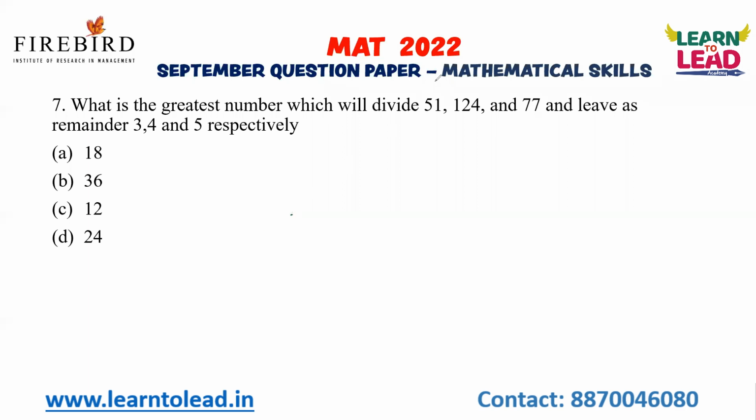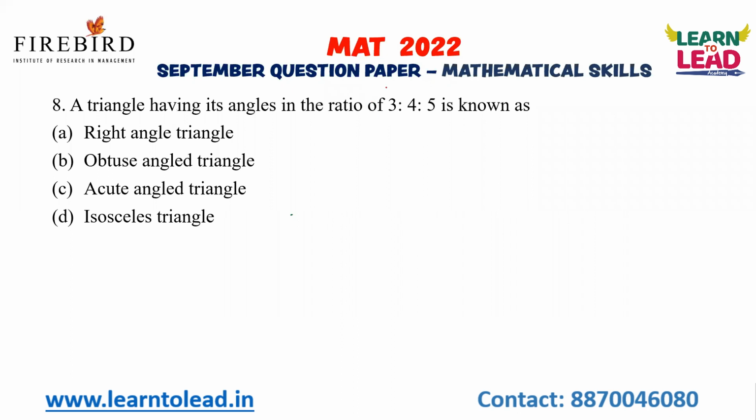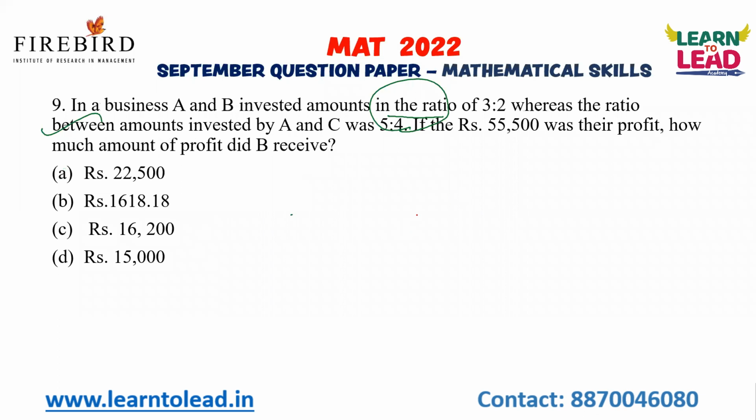Now we'll go to the next question. A triangle having its angles in the ratio of 3 is to 4 is to 5 is known as... See, 3 is to 4 is to 5, you should know it forms a Pythagorean triplet. Pythagoras theorem we apply only in a right angle triangle. This is a very simple question. You can do it in 2 to 3 seconds. That's it, right?